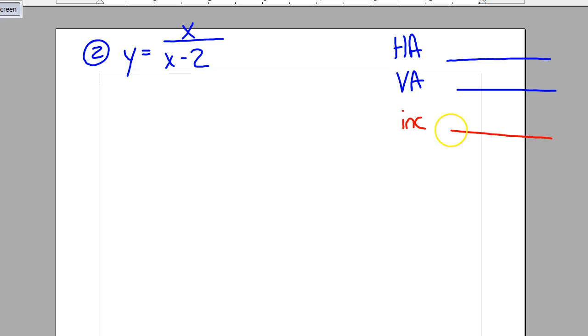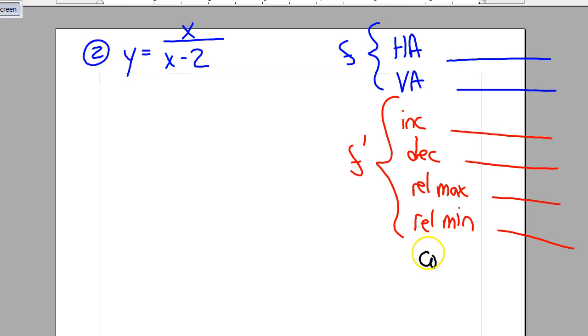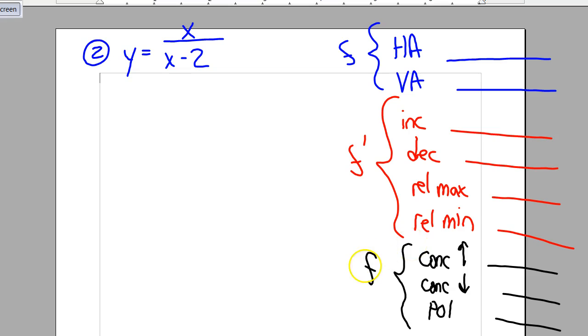Increasing, decreasing, relative max, relative min. Those come from F prime. And then concave up, concave down, and points of inflection come from F double prime.